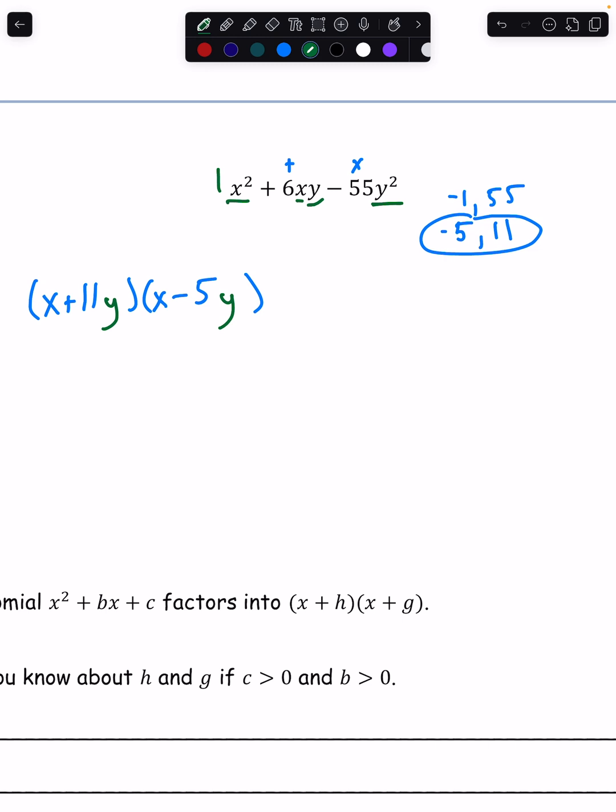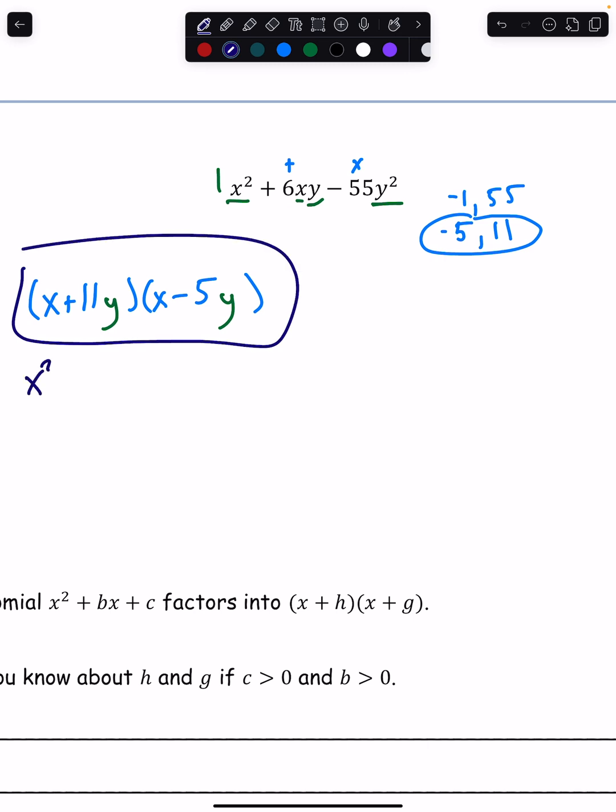And you could see when you multiply it back out, so that's our answer. If you were to multiply it back out, you would get x squared minus 5xy plus 11xy minus 55y squared. Then you can combine like terms and you get what our original expression was.